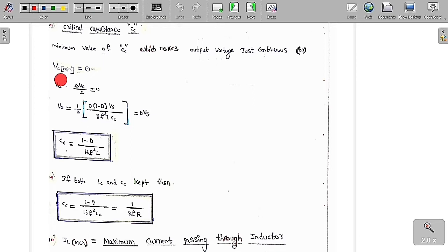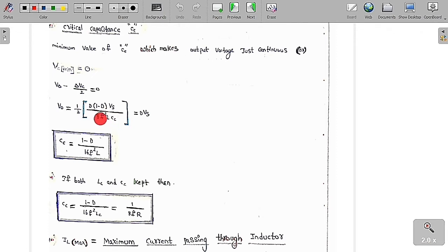I have already told you the minimum value of the capacitor voltage is equal to V0 average minus delta Vc by 2. So Vc minimum is equal to Vc average minus delta Vc by 2. Vc average is nothing but V0. So V0 minus delta Vc by 2 is equal to 0. So V0 is equal to half into delta Vc.